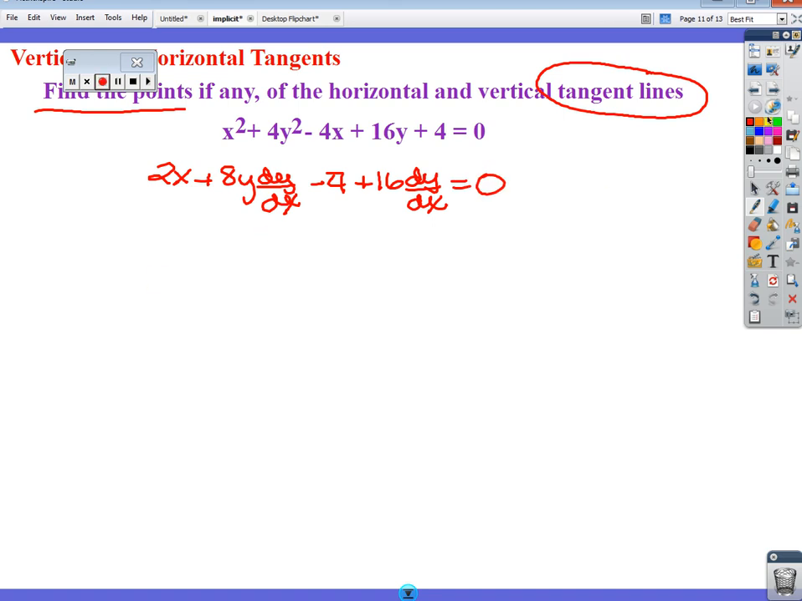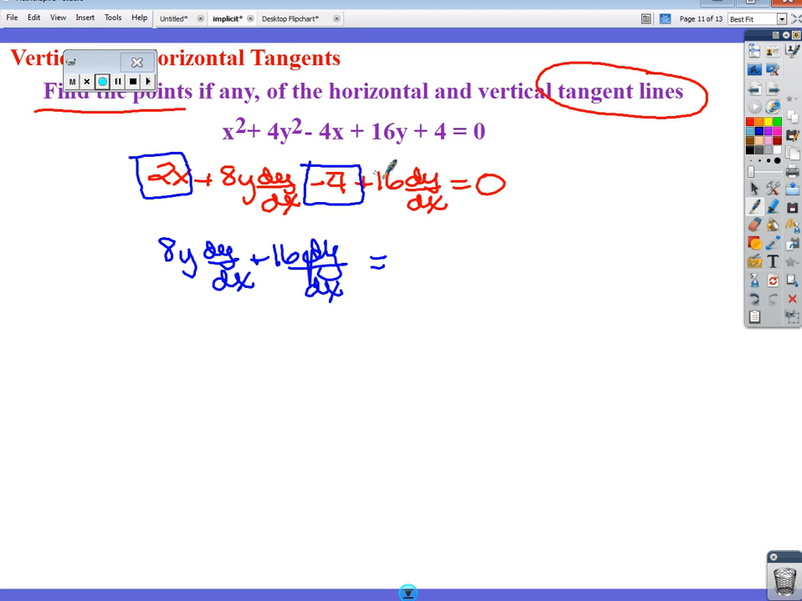So now I want to solve for dy/dx. I want the derivative of y with respect to x. So I'm going to move this term and this term, which do not have dy/dx's, over to the other side. So I'm left with 8y dy/dx plus 16 dy/dx equals, add 4 to the other side, I get 4, and subtract 2x from both sides.